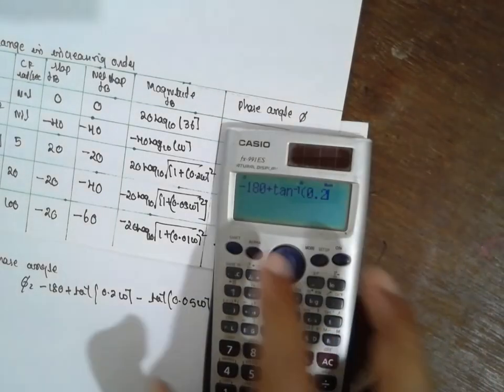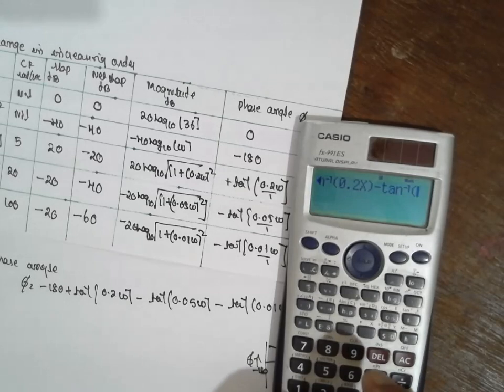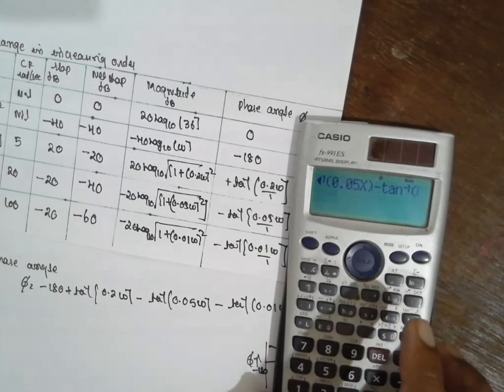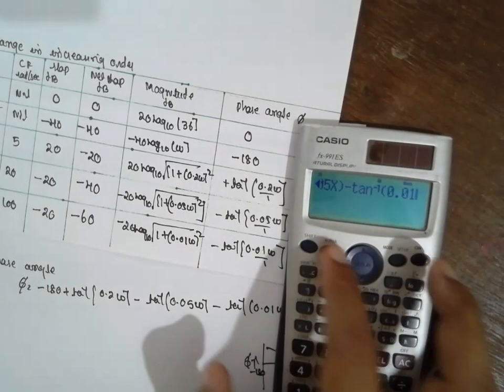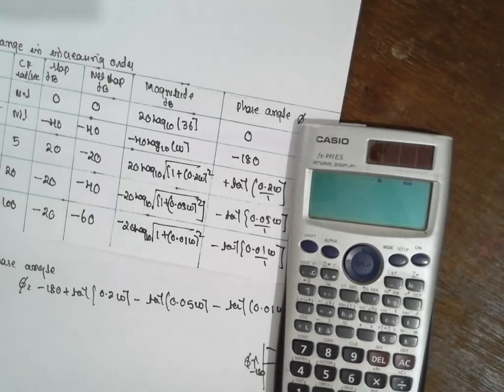-180 plus tan inverse 0.2 alpha x, minus tan inverse 0.05 alpha x, minus shift tan inverse 0.01 alpha x, close the bracket, alpha is equal to -180, shift cal, answer will be around 37.41.